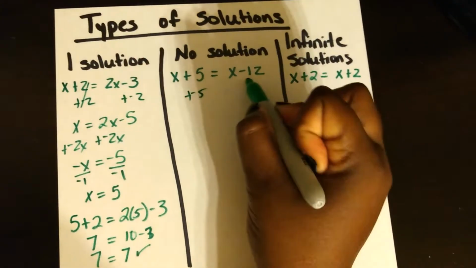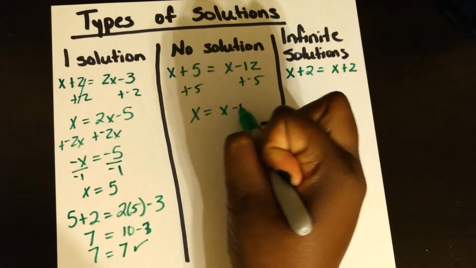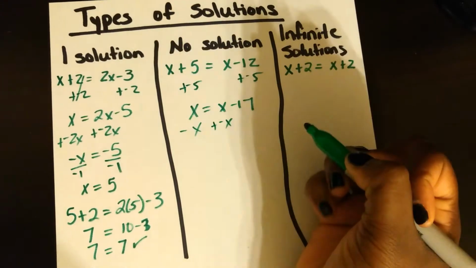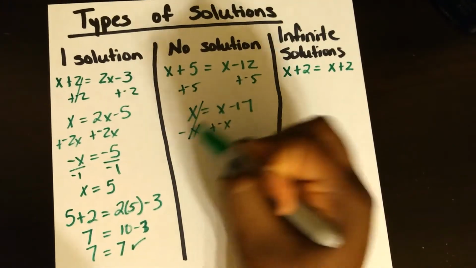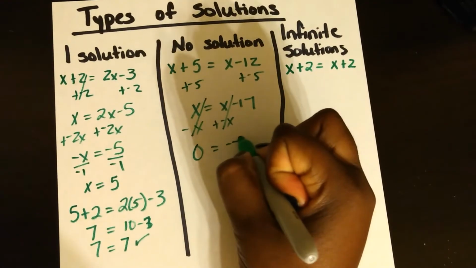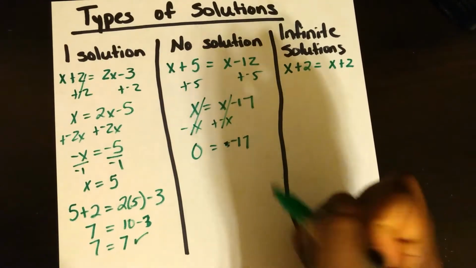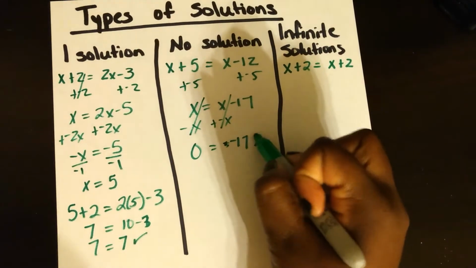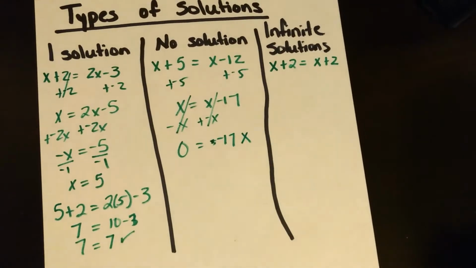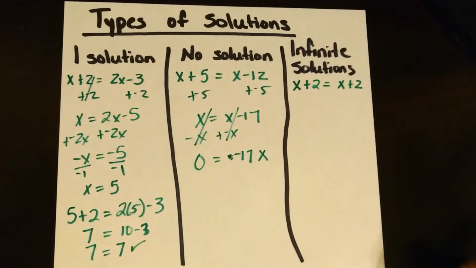If I add a negative 5 to both sides, I have x equals x minus 17. Then I'm going to add negative x to both sides, and notice what happens. My variables cross out on both sides, so I have 0 equals negative 17. This is not a true statement. So nothing I plug in is going to give me a true statement. Therefore, there is no solution.